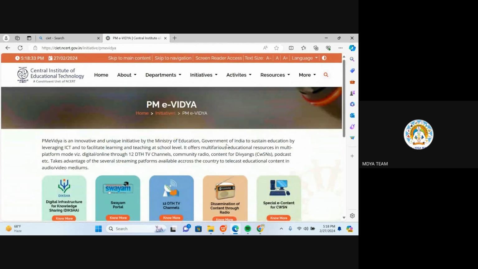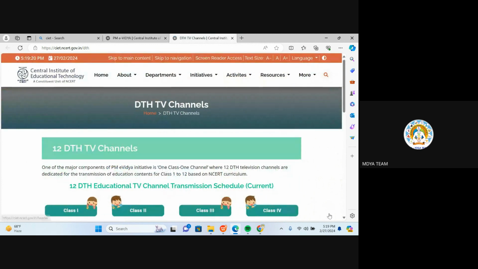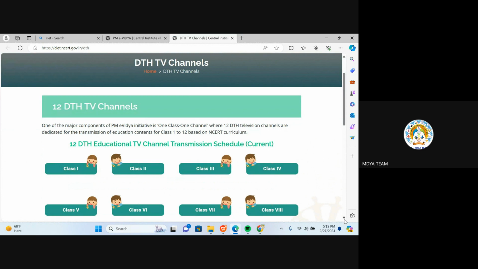PM E-Vidya. What is PM E-Vidya? Prime Minister Electronic Vidya is an innovative and unique initiative by the Ministry of Education to sustain education by leveraging ICT and to facilitate learning and teaching at school level. It offers multifarious educational resources. What are these resources? Diksha, the digital infrastructure for knowledge, Swayam portal, and 12 DTH TV channels. What are the 12 DTH TV channels? These are the 12 DTH educational TV channels, class 1, class 2, class 3, up to class 12.